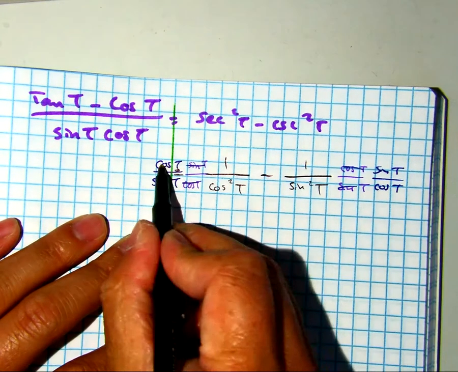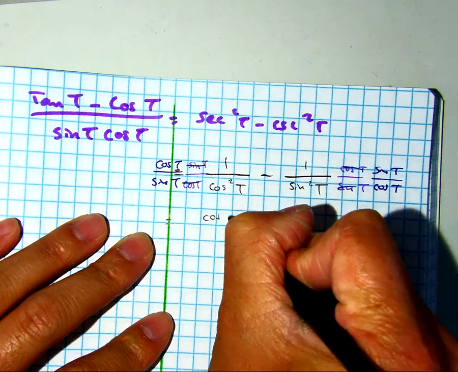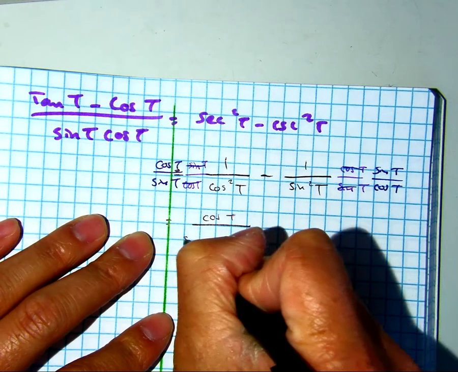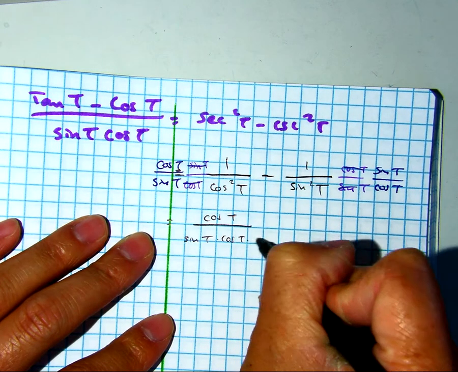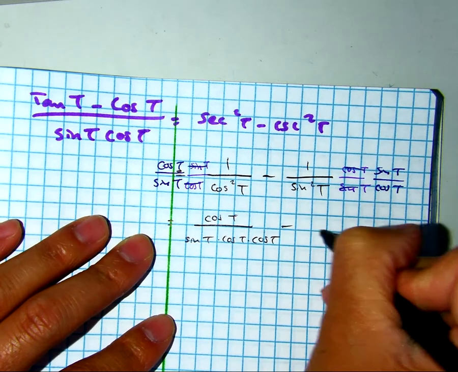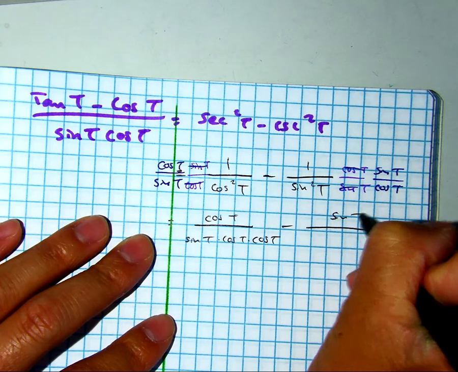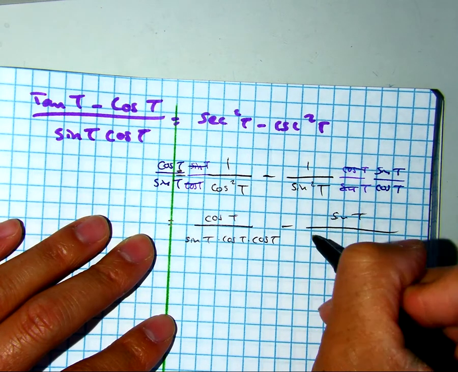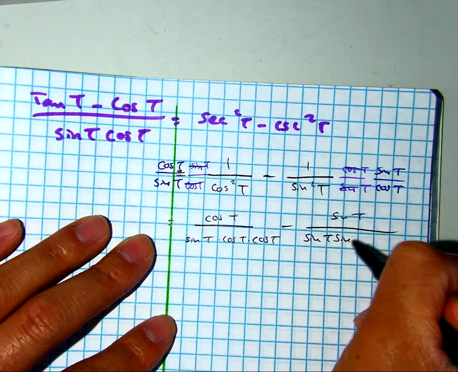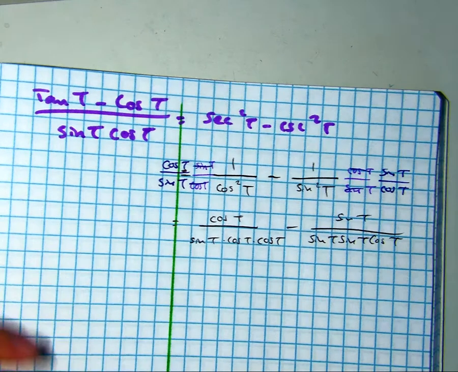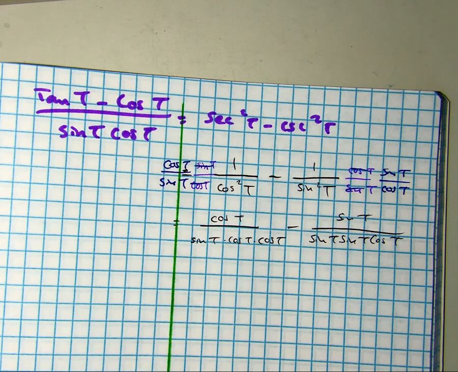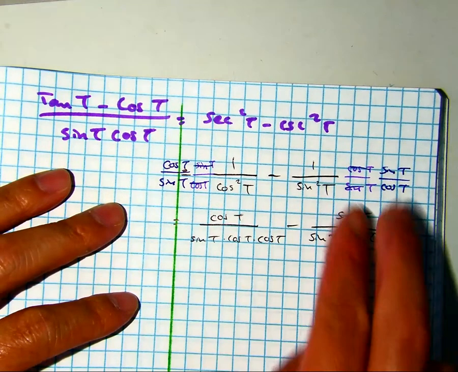Okay, so I have cosine of t over sine of t, and you really have two cosines. So if you can't see that, feel free to write them out like I just did. And I have a sine of t over two sines and a cosine. I just separated, right? Okay, so what happens?